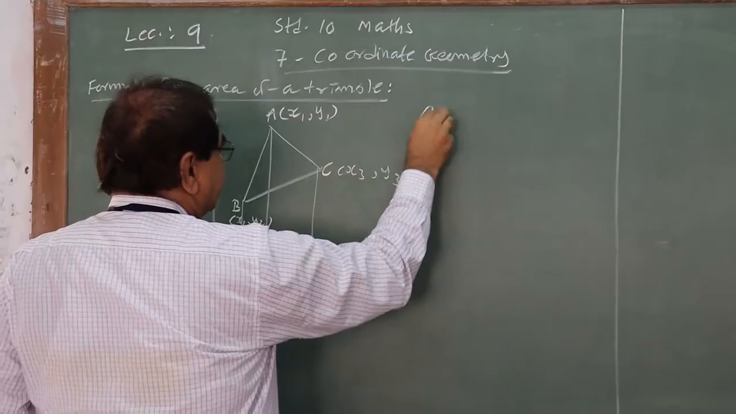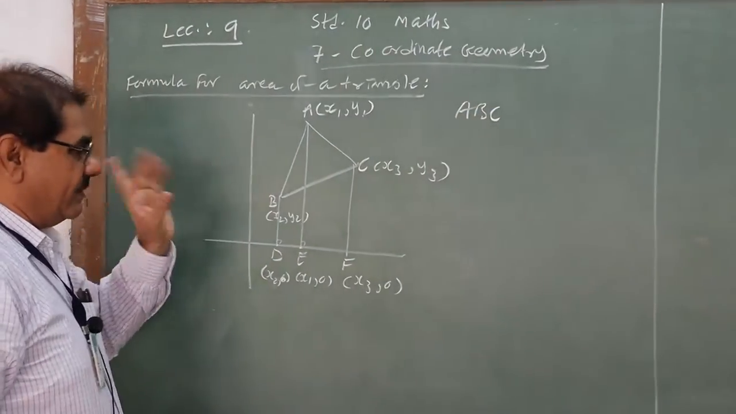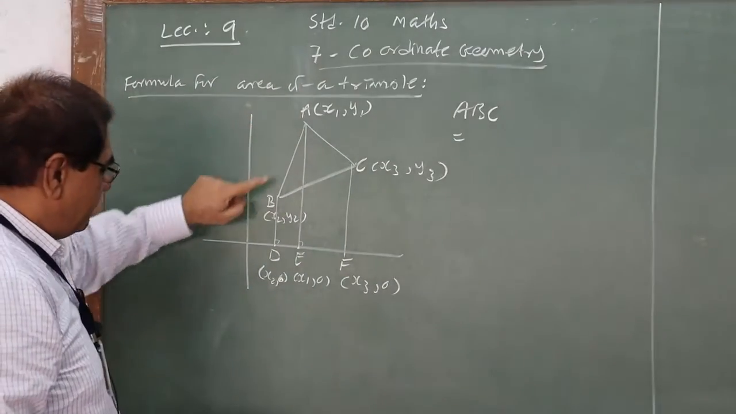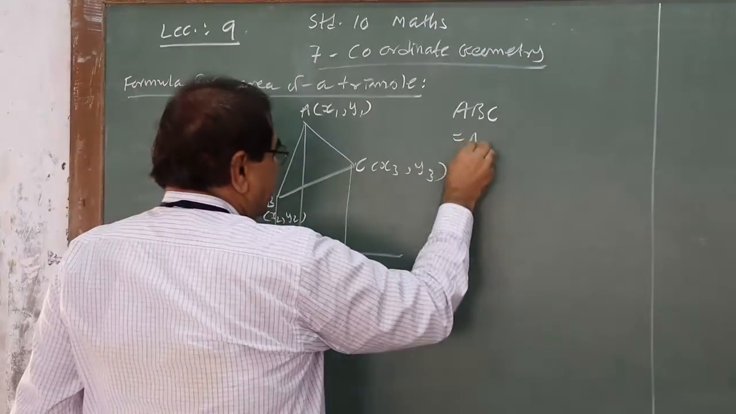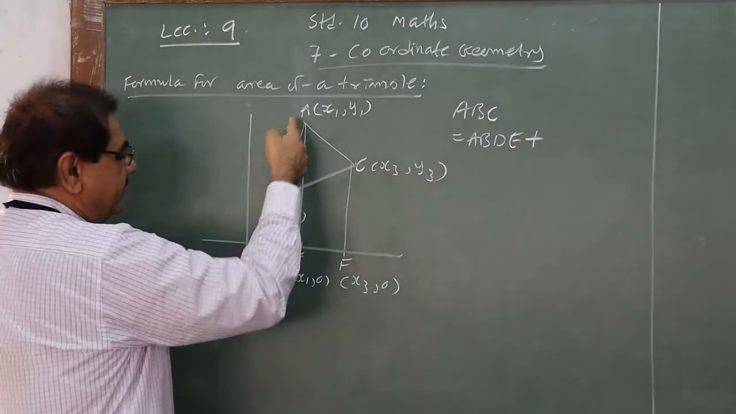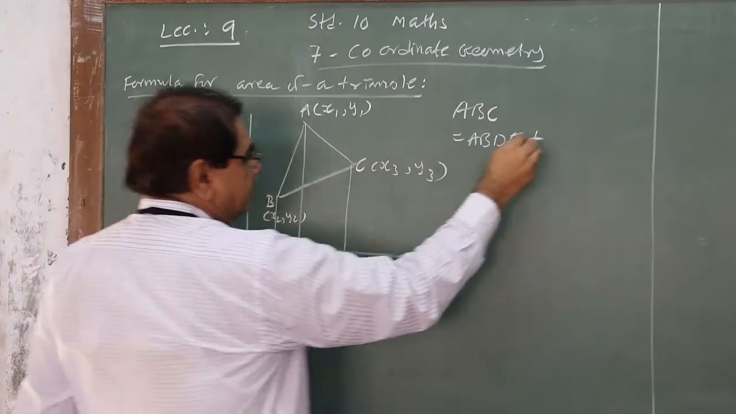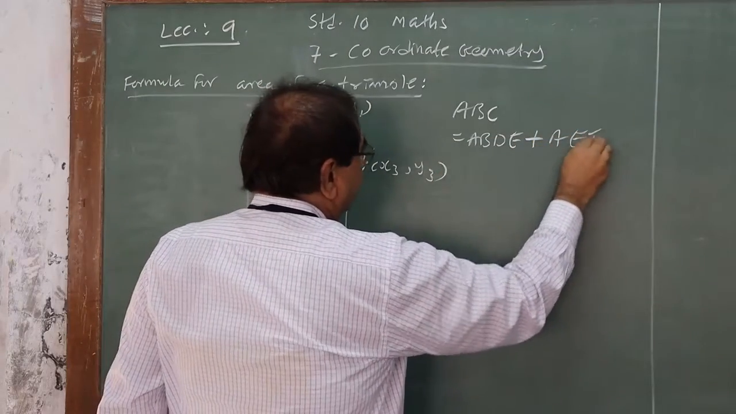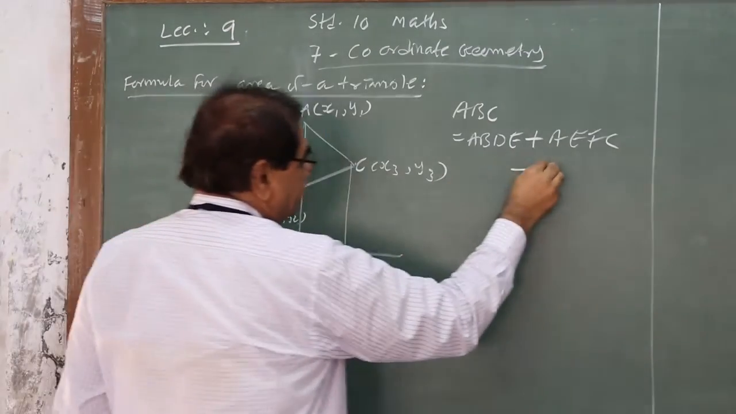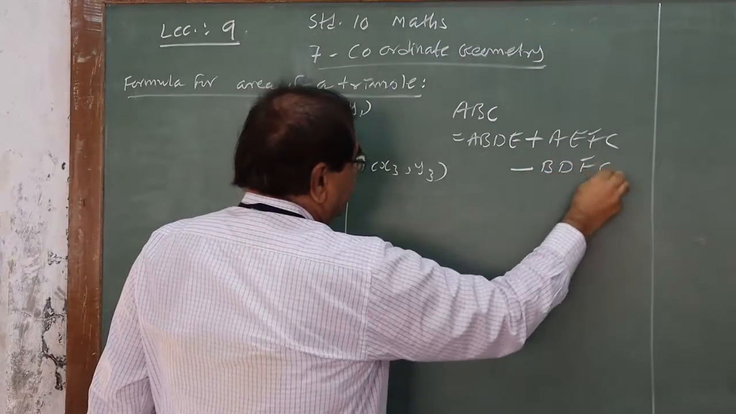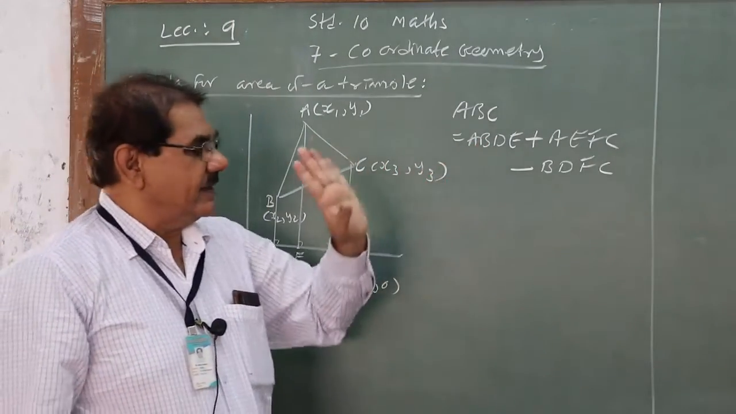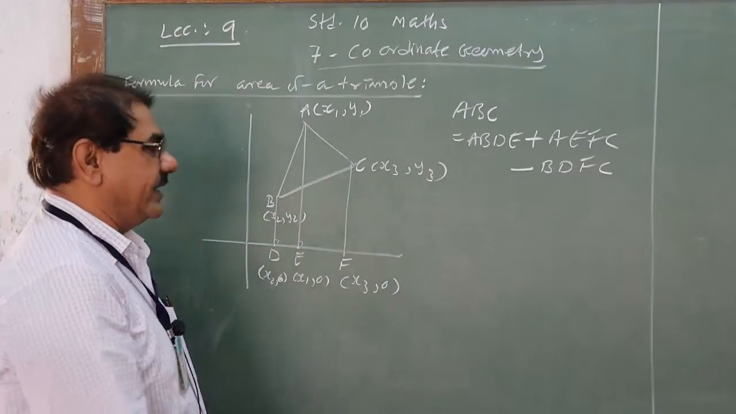I write ABC. That means the area of triangle ABC, you will understand, is equal to, first of all, ABDE trapezium, plus the second trapezium AEFC, minus trapezium BDFC. So if I write these letters without the symbol, they are meant to be the areas of the trapeziums.